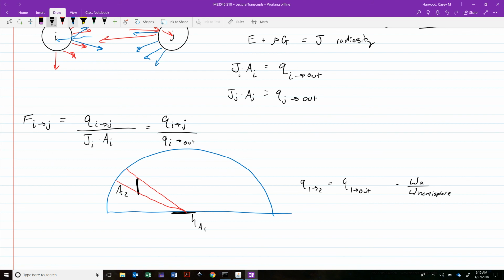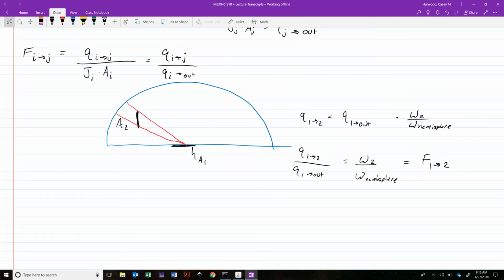Then what we've done basically is if we rearranged this and wrote Q12 over Q1 out equals omega 2 over omega hemisphere, then what we did for this problem is calculate the view factor from 1 to 2. That's written off there in the corner. So we've already actually done some of this.